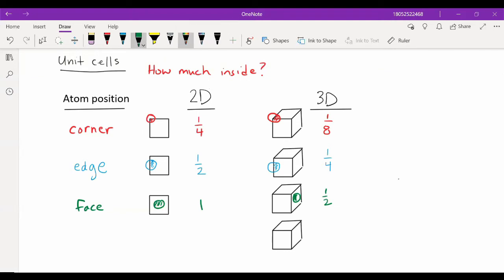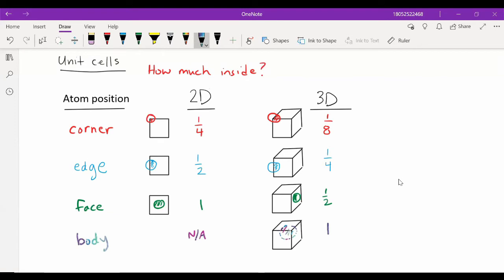And then we have body. This is not applicable because of the two-dimensional nature of this. You can't really have something inside of it three-dimensionally, where we can have that in a three-dimensional cell. So this would be the space in the middle, and then obviously that would be completely inside. So we're going to have, again, a fraction of 1.